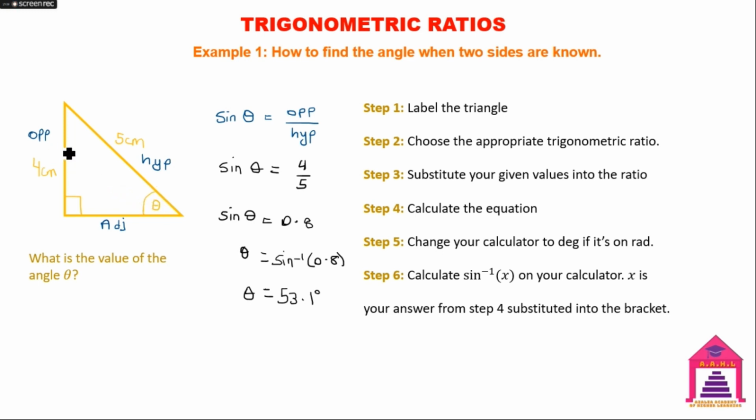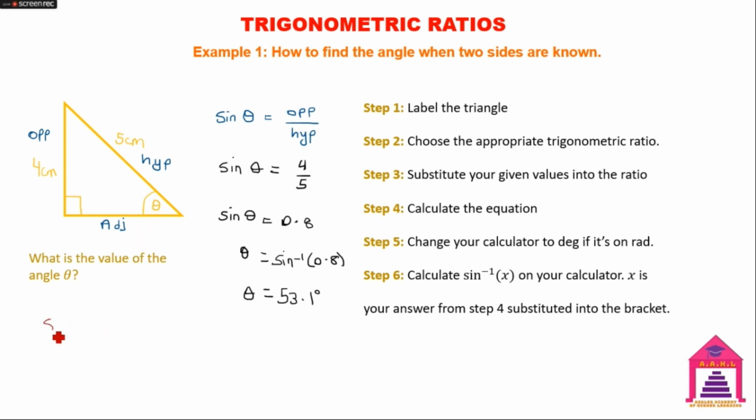We are given 4 centimeters and 5 centimeters, and we want to know which trigonometric ratio we're going to use. We look at the angle to label it. So the first thing we want to do is label the triangle. The angle is here. That means this side is our opposite side, and this side is our hypotenuse, of course, because it's directly opposite the right angle. This side is our adjacent.